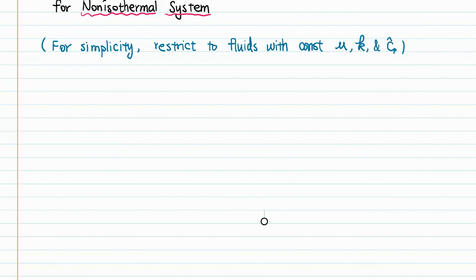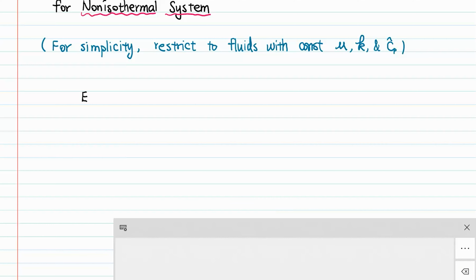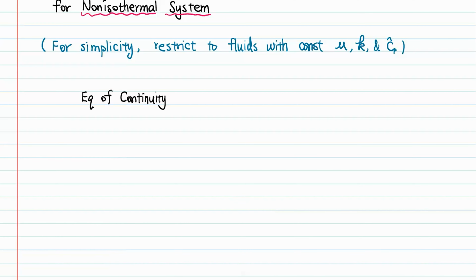So first we have the equation of continuity. And the equation of continuity is simply saying that the divergence of your velocity is going to be 0. Okay. And then let's look at the equation of motion.